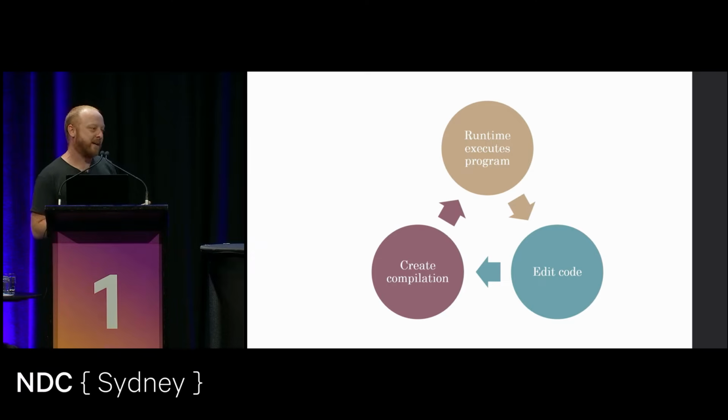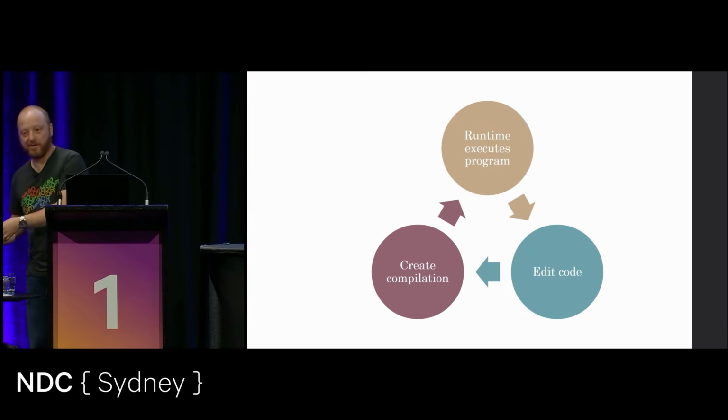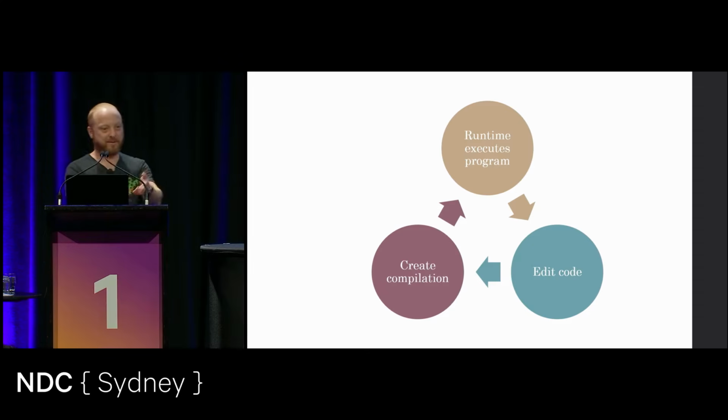So logically speaking, what happens? We write some code. We start in the bottom right, but don't worry about that. It's just my PowerPoint skills. We write some code. We compile it. We send it to the runtime. The runtime runs it. But then we want to keep writing code, and we want to compile it again, and we send that off to the runtime.